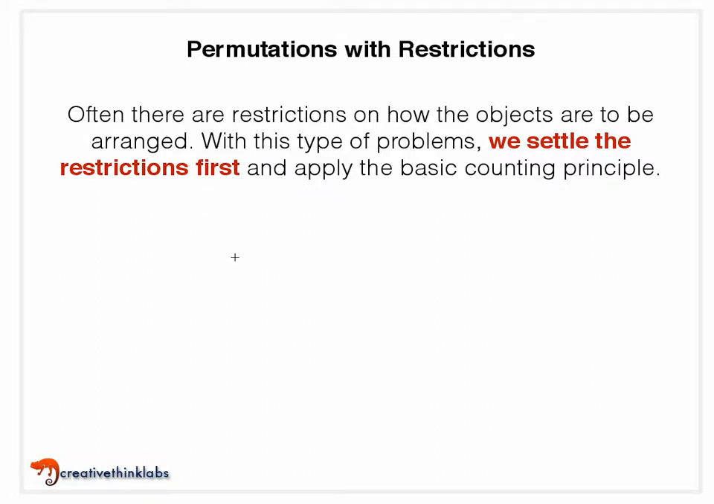Often there are restrictions on how the objects are to be arranged. With this type of problems, we settle the restrictions first and apply the basic counting principle. Now, we briefly looked at this in module 1, and the same principle applies here. Always settle the restrictions first before you continue applying the counting principle. Let's examine this closer with an example.